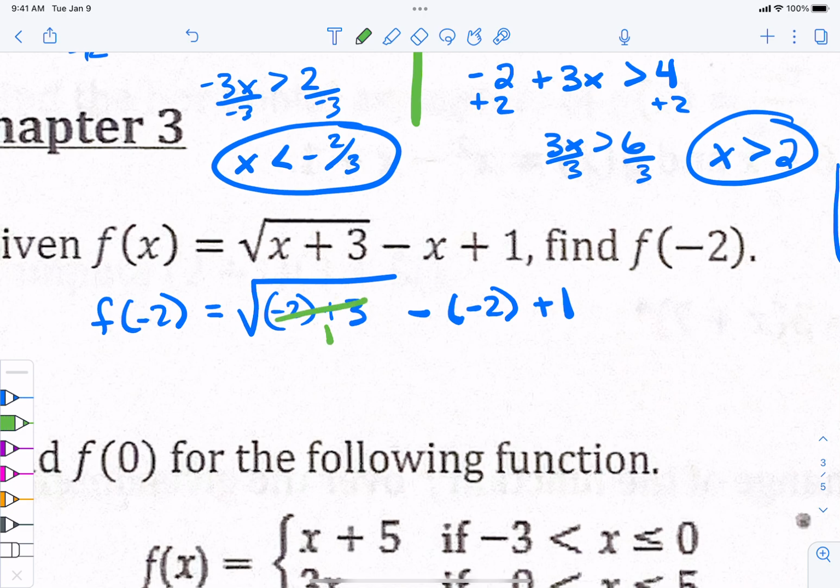All right, negative 2 plus 3 is 1. The square root of 1 is 1. Double negative makes positive, 2 plus 1. So I got 4. Is that right? Yeah?